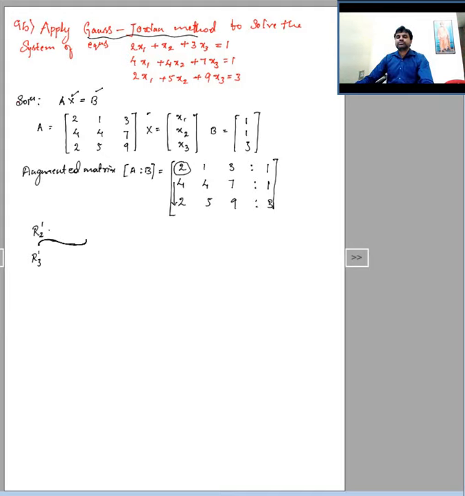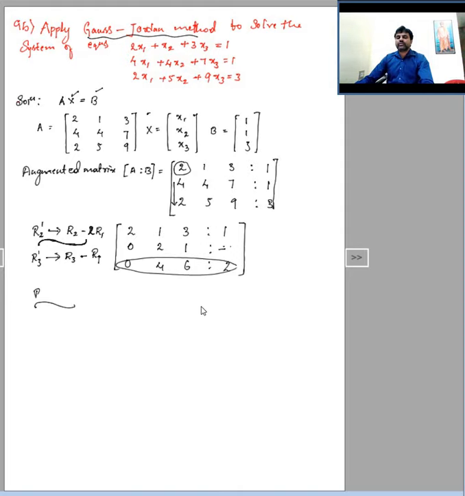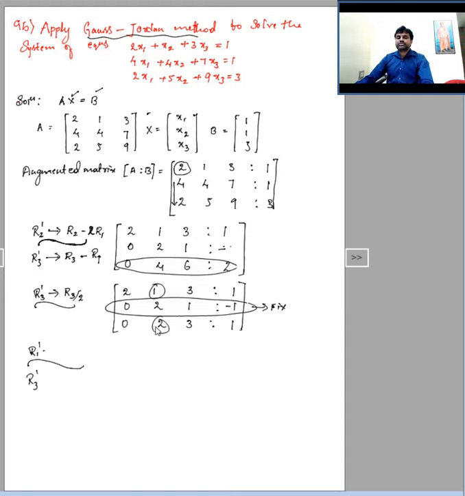R2 and R3 are changed. I am applying the operation R2 as R2 minus 2 times R1, and R3 as R3 minus R1. So I got this. Next, as I have a common term in R3, I am dividing that row by 2. Now I am fixing R2. Fix R2. I am making these two values 0 by using the R2 operation.